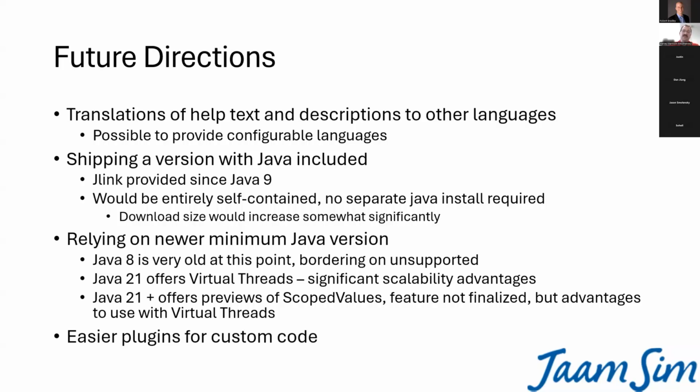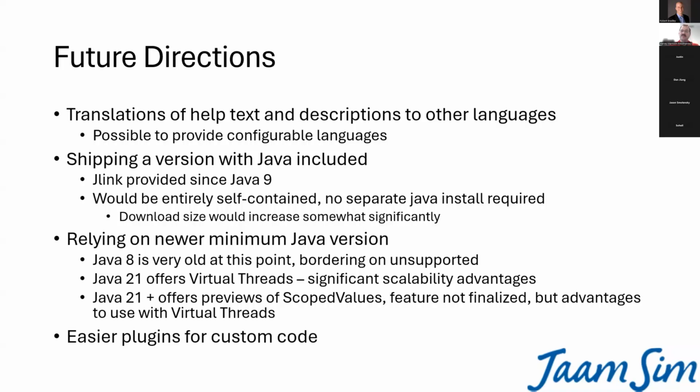Right now, we support Java all the way back to Java 8, which is getting very long in the tooth at this point, bordering on unsupported. And it provides an opportunity to maybe decide what minimum version of Java we should actually support back to. There are some advantages to moving forward to at least Java 21. So if we move forward to a new minimum version, I'd suggest we would move forward pretty significantly to something like Java 21 that offers virtual threads.